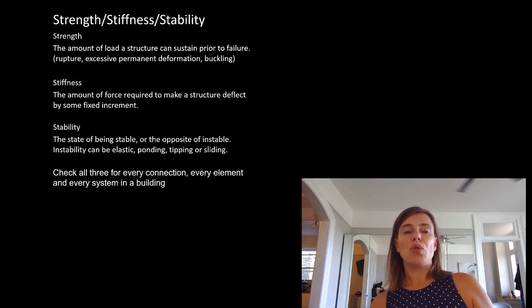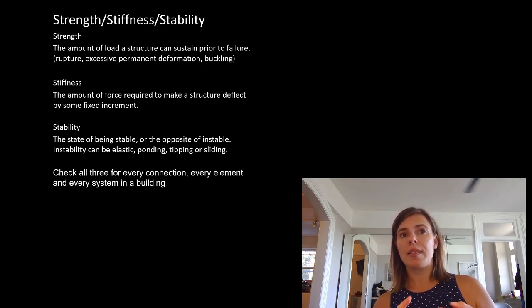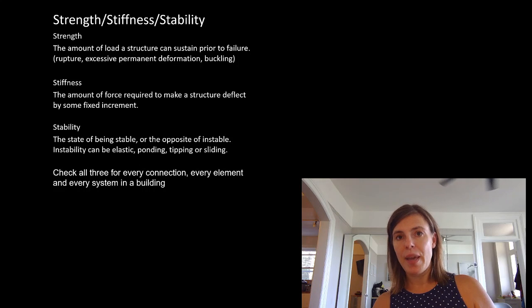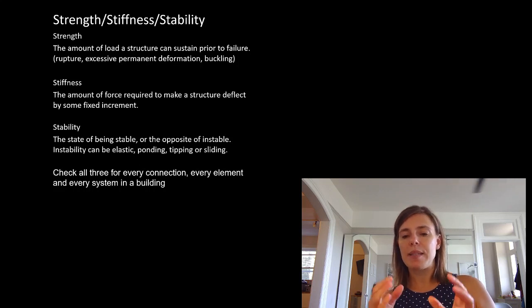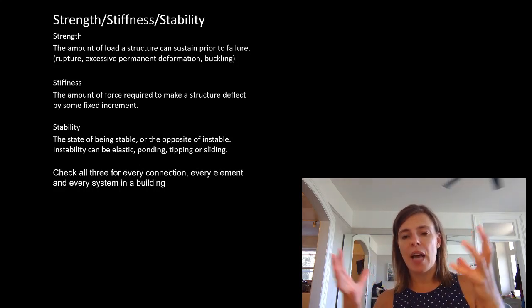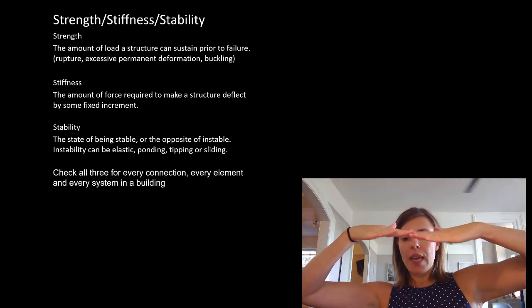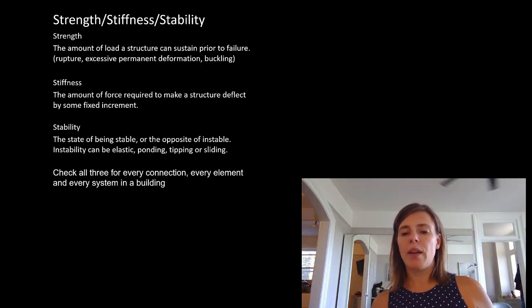So we're going to talk about strength, which is the amount of load a structure can sustain prior to failure. Failure could be rupture, excessive permanent deformation, or buckling. Stiffness is the amount of force required to make a structure deflect by some fixed increment. And that's important because we want to make sure we don't damage the things attached to our structure. If we have a beam that sags down like this, and we have drywall on it, we want to make sure our drywall doesn't crack.